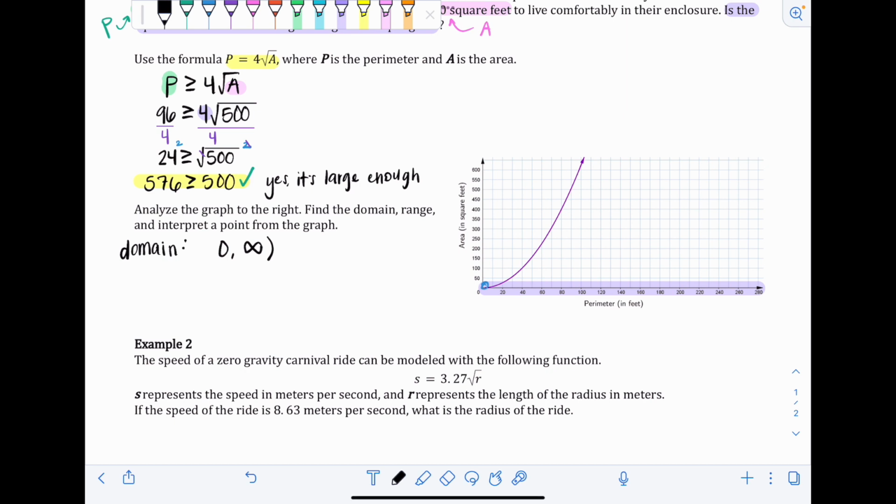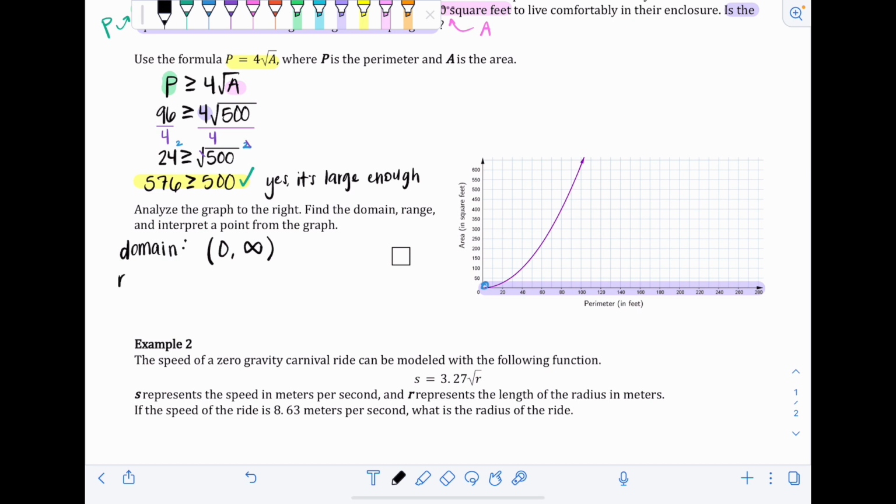A square, what the heck? Okay, you can't have a square object, or really any object, with a perimeter of 0. It's not possible. There will always be some sort of perimeter. So 0 is not included, so we put a parentheses around it.